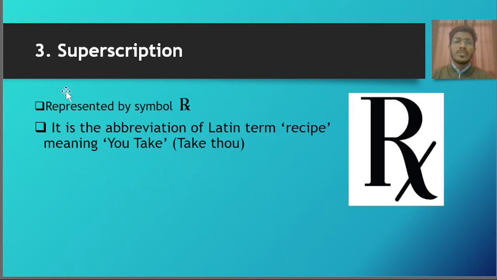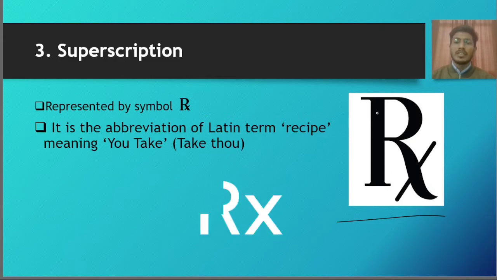So after this comes superscription. Superscription is represented by the symbol Rx, as you can see in the diagram. This is not two alphabets like R and X. It's not two separate alphabets. It is, as shown in the diagram, a single R struck by another straight line. So if you write two separate alphabets R and X, that will be wrong.